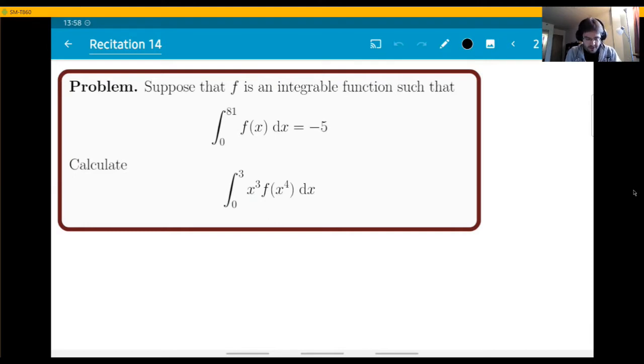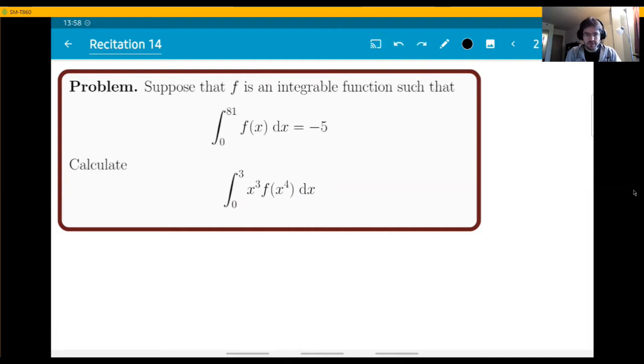Here is an integrable function f. This problem is giving you one integral and asking you for another. So suppose that the integral of f from 0 to 81 is minus 5. Calculate this integral from 0 to 3, but it's not quite f, it's this expression involving f. So of course, what you should not do is split up this integral as the integral of a product, because, well, that's not equal to the product of the integrals. You don't do that.